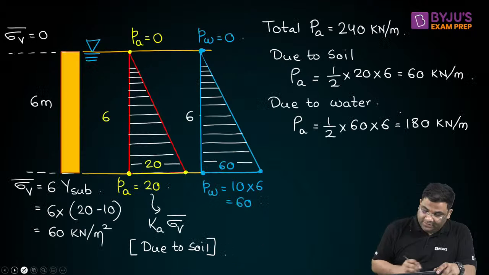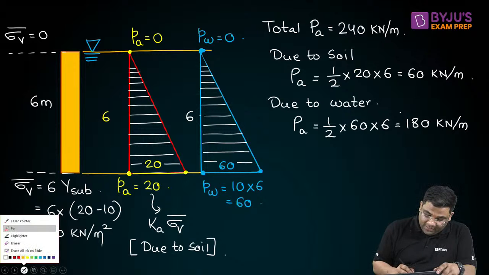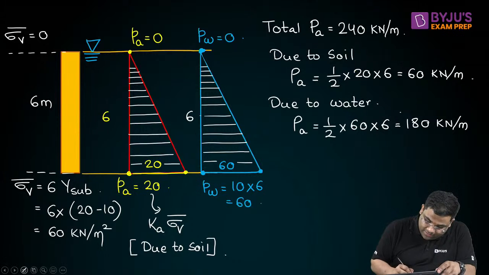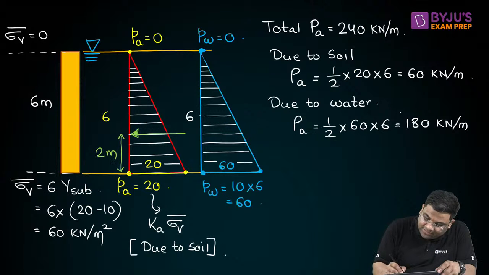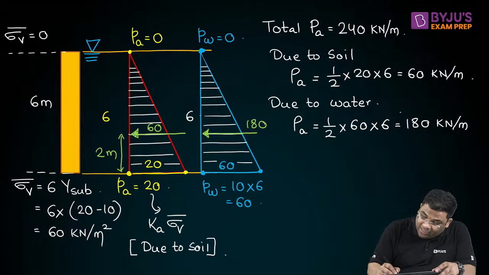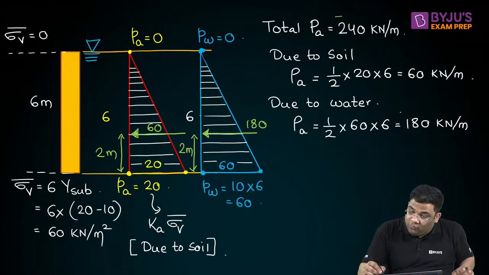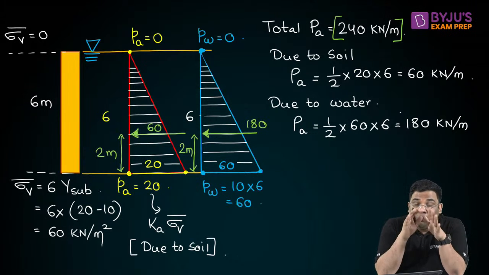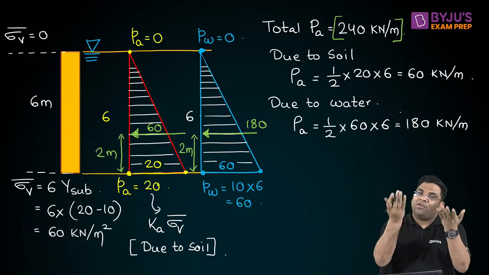In the next case, what will happen? For the first one, the soil, it is all triangular, so it will lie again at h by 3, that is 2 meter. This is 60. And the next one is also triangular, so again h by 3. So this 180 also will act at h by 3, that is 2 meter. So I can say this 240 kilonewton per meter is acting at a depth of 2 meter from the base, but 4 meter from the top.